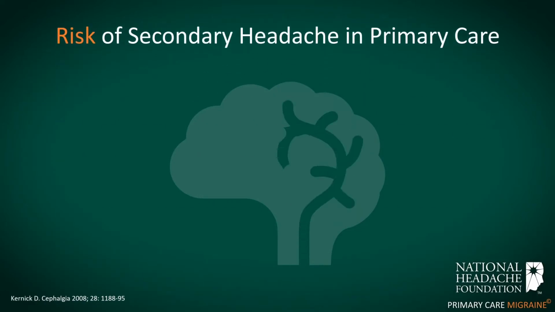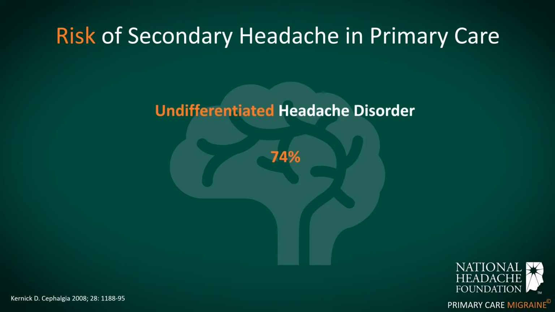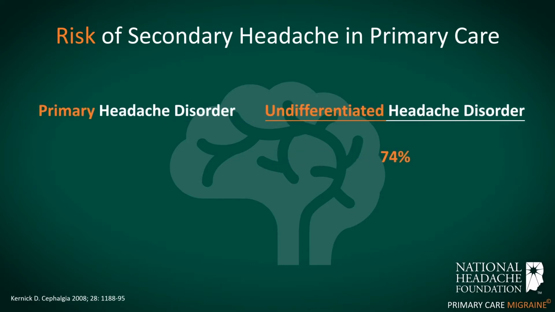This graphic depicts the risk for secondary headache disorders in primary care. This study utilized a large database of electronic medical records to identify all office visits in which there was a new diagnosis of a headache disorder from a primary care physician. They found that 74% of them received a diagnosis of an undifferentiated headache disorder, which means the physician was uncertain of the specific headache diagnosis. 22% received a diagnosis of primary headache disorder like migraine, cluster, or tension headache.